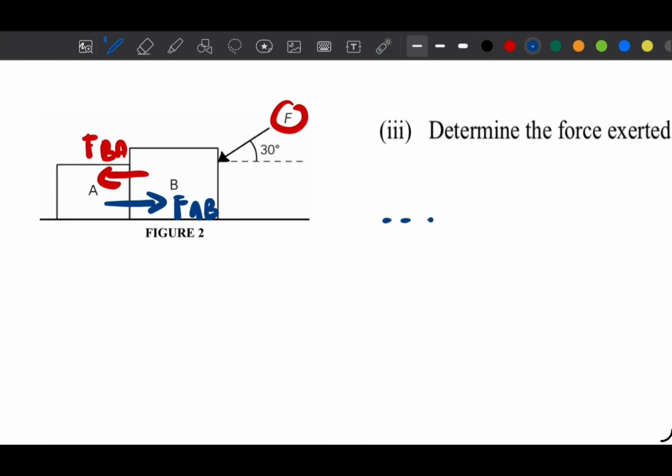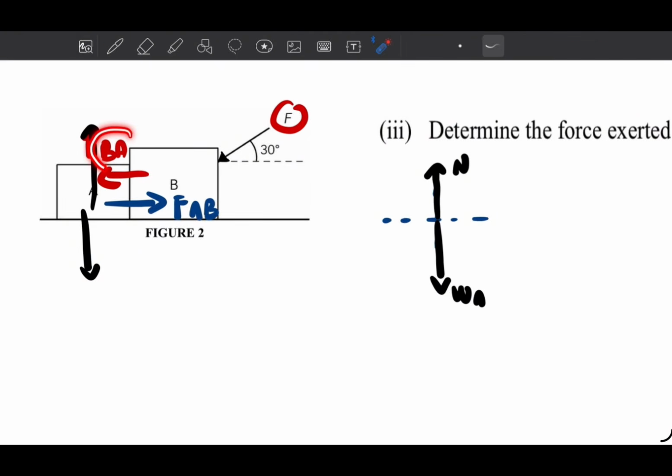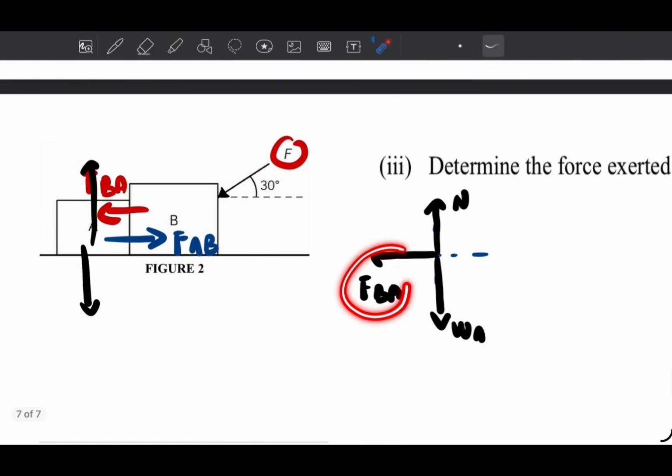According to the free body diagram for object A, I'm going to have a normal force for object A. This is the normal force here. And I'm going to have the weight here for block A. And I have this force by B on A, the force that is acting on A, pointing to the left. This is my force, and the question has asked for this force.